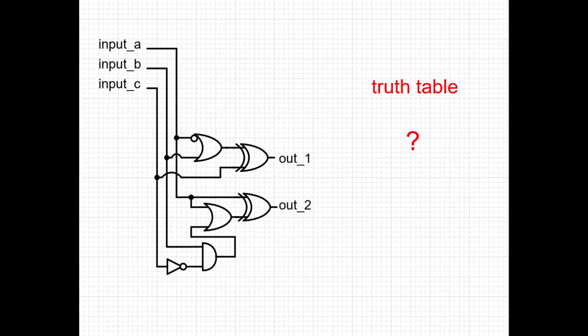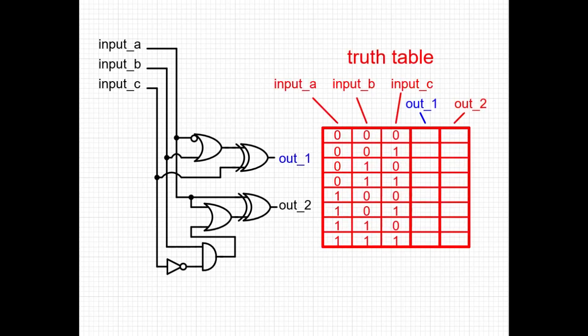We need to create a truth table based on this configuration of gates. We'll begin with out 1. We could go through one truth table line at a time, but we can speed things up a bit by taking a moment to look for aspects of the logic that may affect multiple combinations.